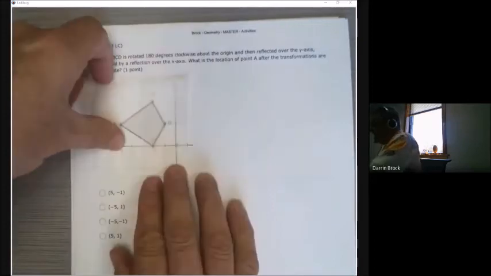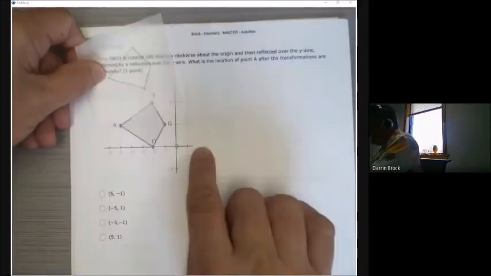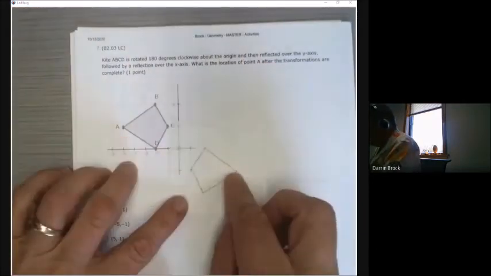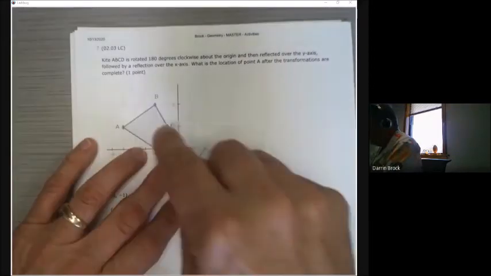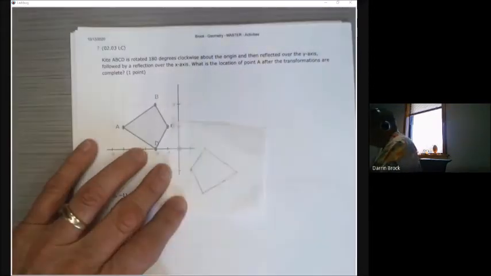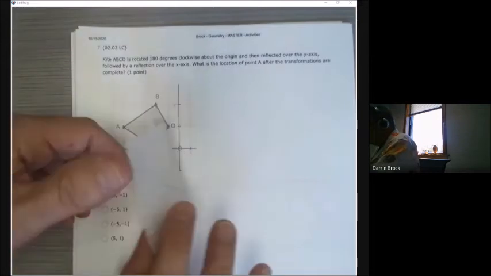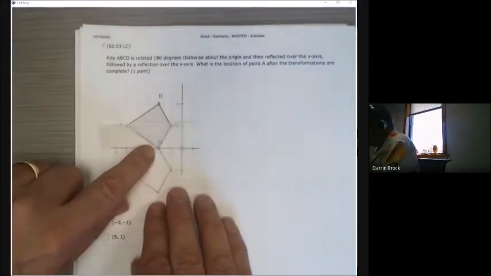So it's rotated 180 degrees around the origin. So this point right here is on the x-axis. It'll still be on the x-axis, but it'll rotate around and it'll be over here. See, because it's 180 degrees. This point went 180 degrees. Every point goes half a circle around this origin. Okay, then it's reflected over the y-axis. So the y-axis is right here. So this would go right over here. And see, that's back on top of itself there.